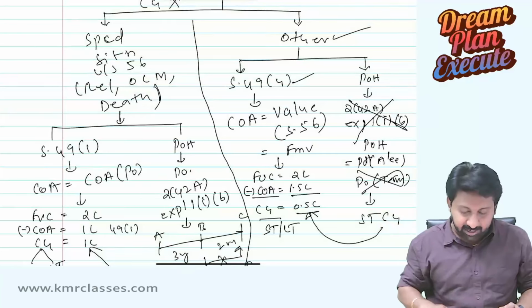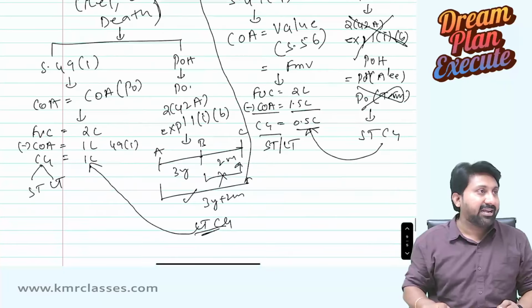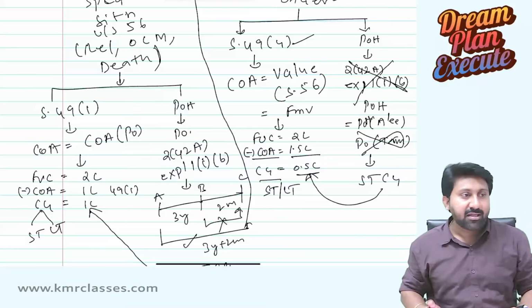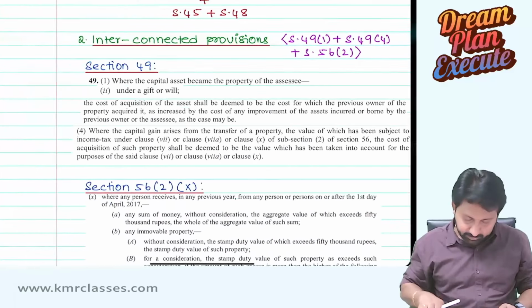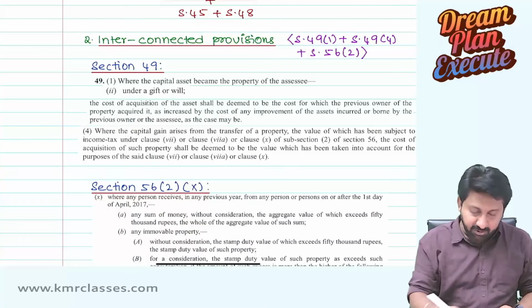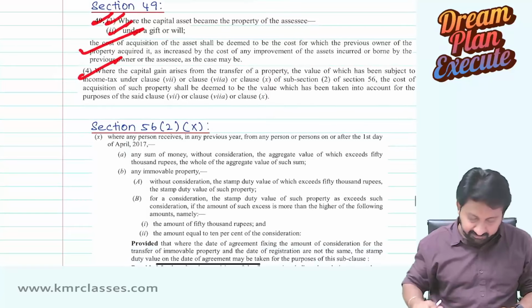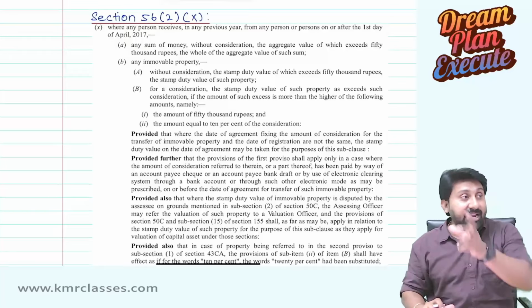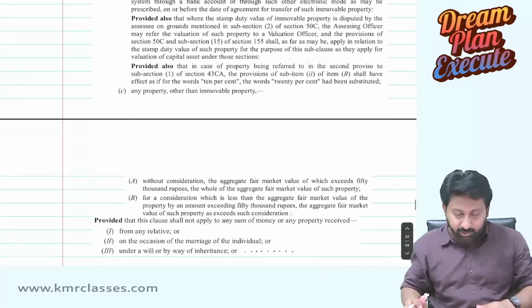Understood the point? Like this, if you read the interconnections, then you will understand. I hope everyone understood the logic clearly. Next, the next part of the discussion. I completed the discussion of 49(1), 49(2) and 49(4). Section 56(2)(x): we understood the logic, but did not go in depth. Now we are going into it.